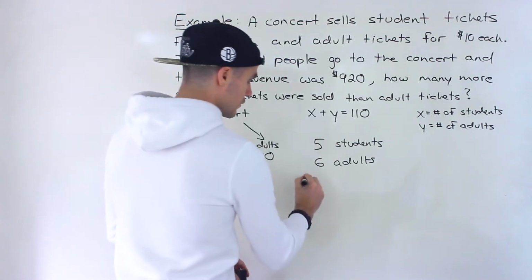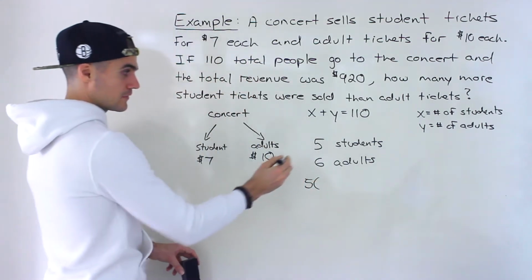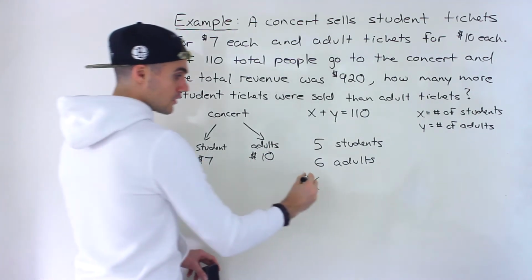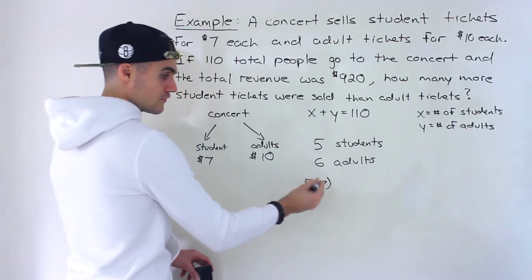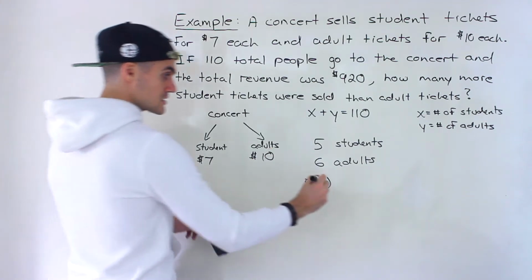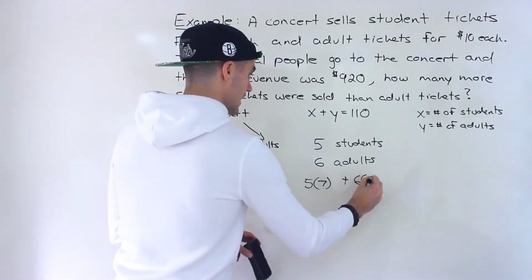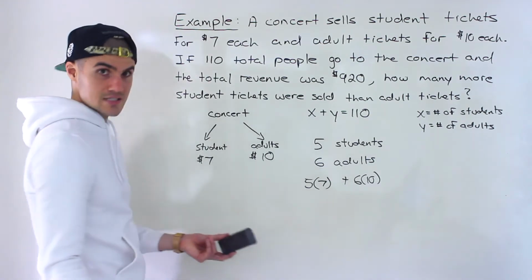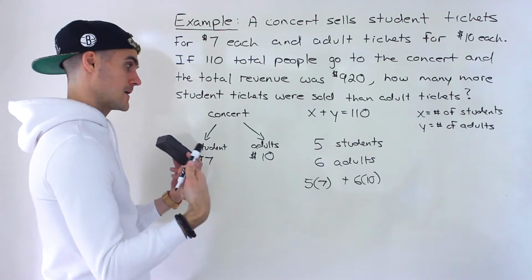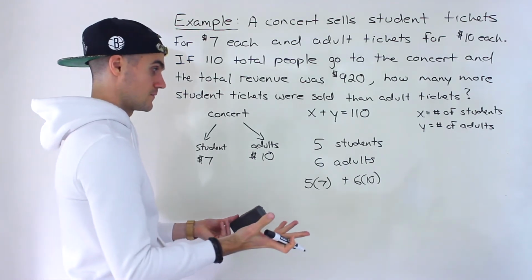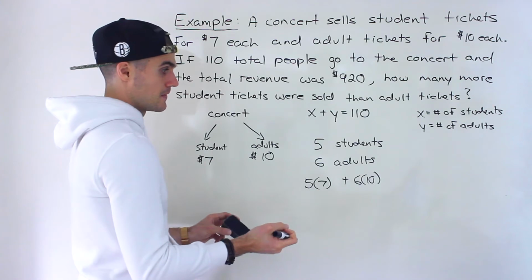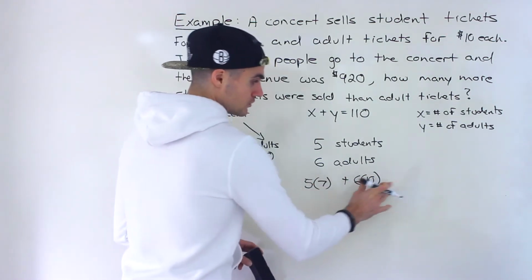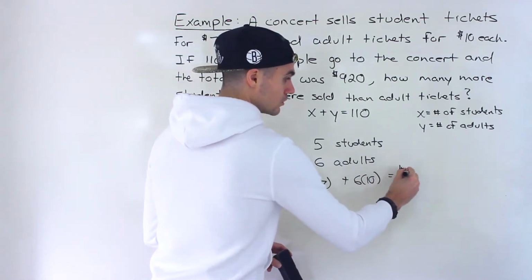Well, we would take the 5, the number of students going, and each ticket costs $7. So the concert is going to make 5 times 7 revenue from students, and then 6 times 10 revenue from adults. So this would be 35 plus 60, which would give us $95 in revenue. So that's how we're calculating the total revenue.